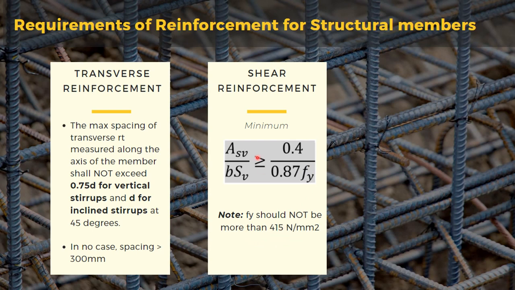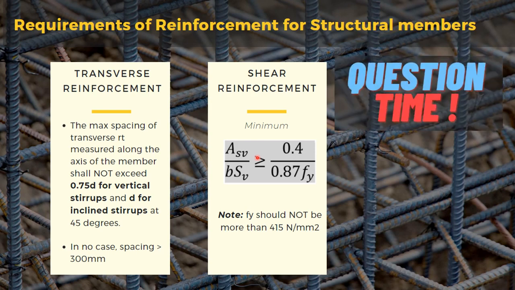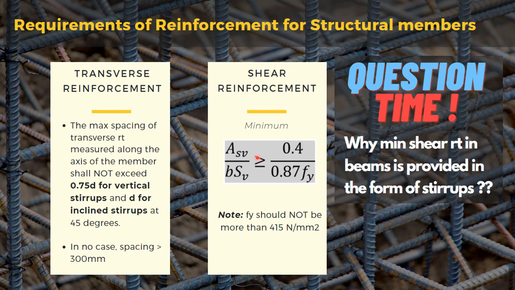So now it's time to question you. Why is minimum shear reinforcement provided in the form of stirrups? Is there any specific criteria to provide shear reinforcement in the form of stirrups? Just think about it for some 2 to 3 seconds. Why does minimum shear reinforcement have to be provided in the form of stirrups?